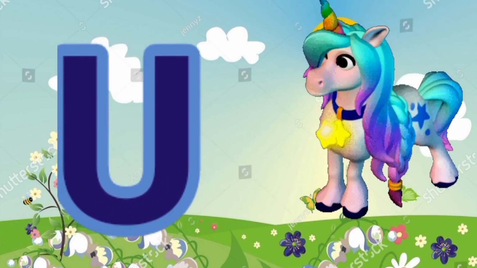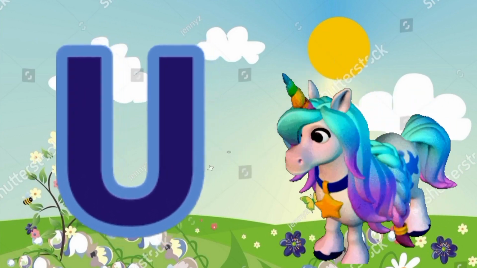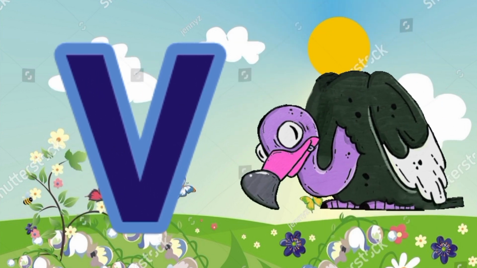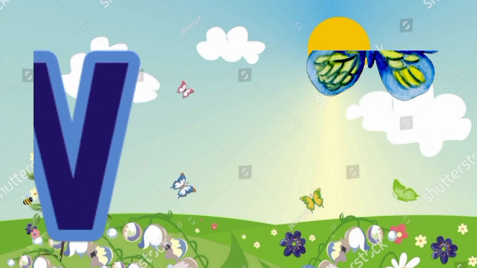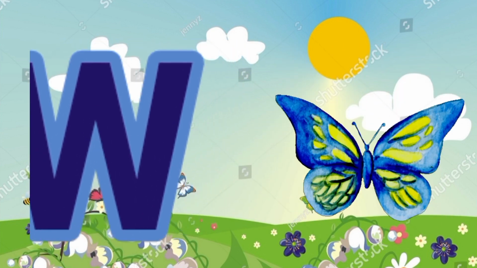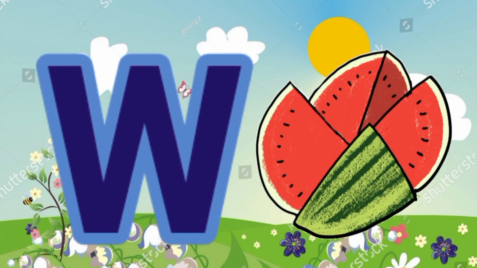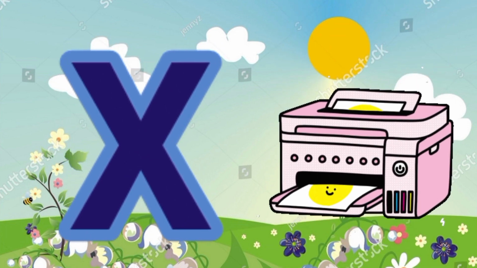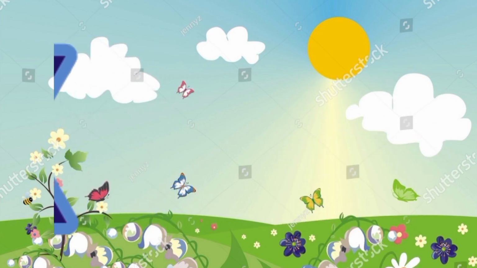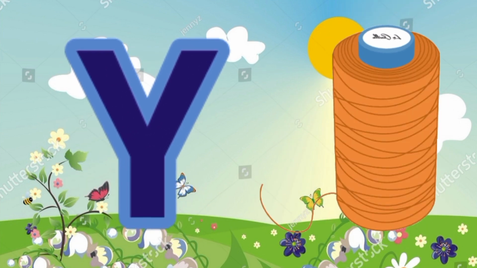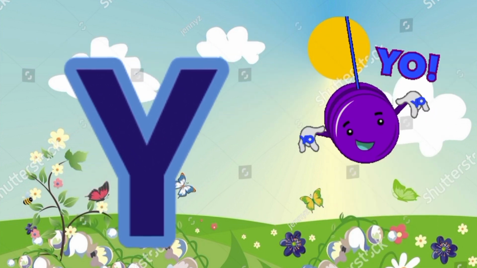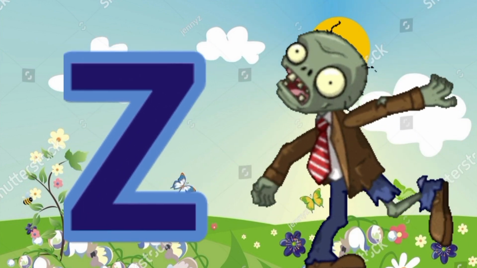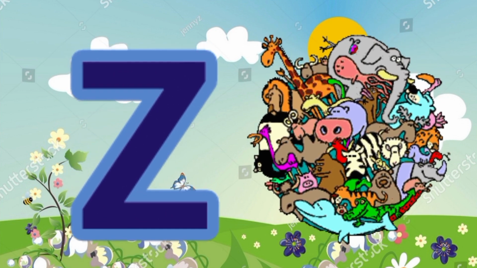U for unicycle. U for unicorn. V for violin. V for vulture. W for wings. W for watermelon. X for X-ray. X for Xerox. Y for yarn. Y for yo-yo. Z for zombie. Z for zoo.